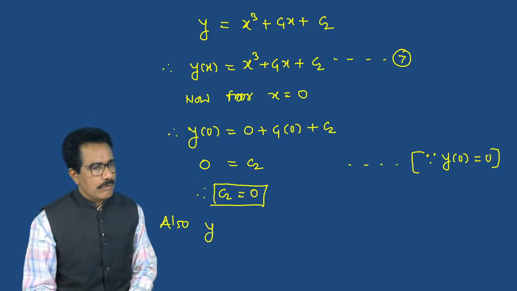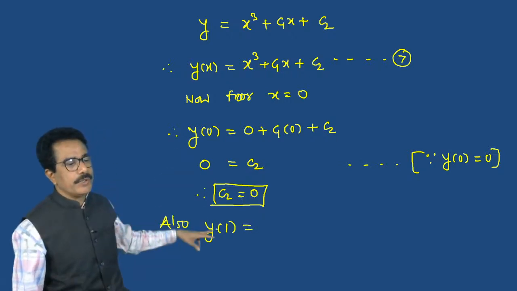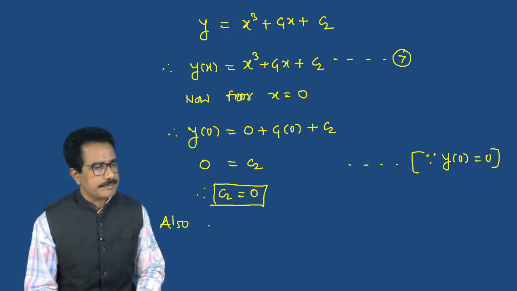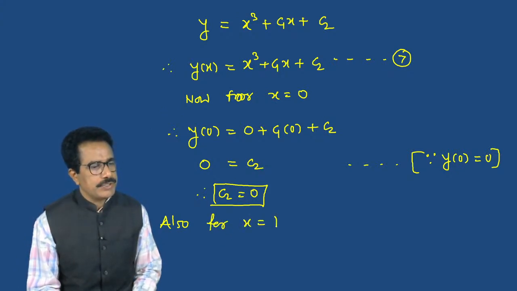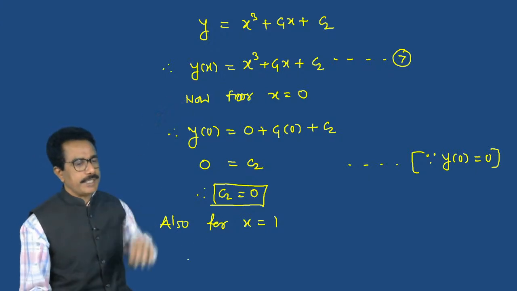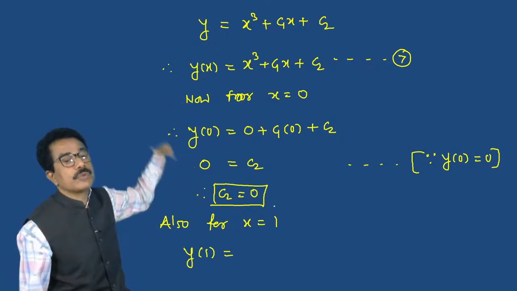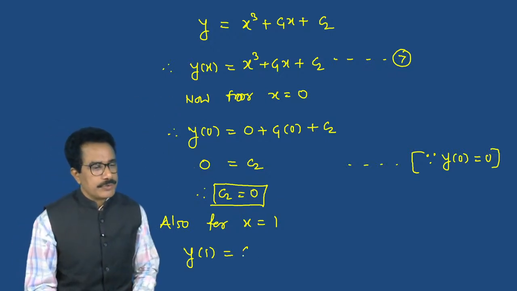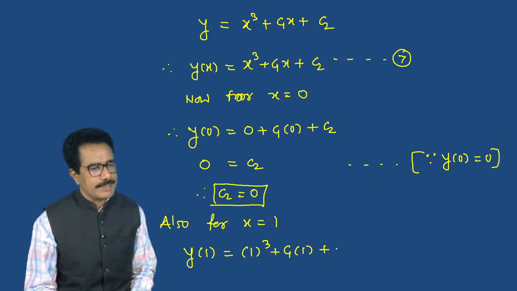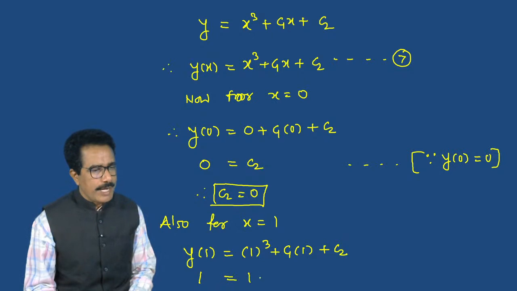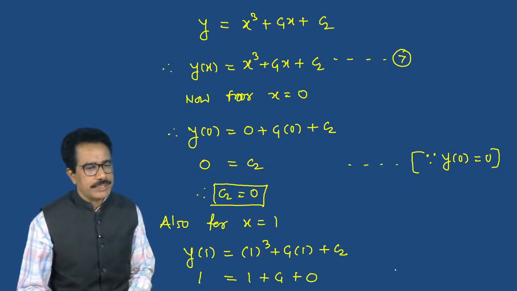Also y of 1 is equal to 1. Put x is equal to 1 in equation 7. So y of 1 is 1 cube plus c1 into 1 plus c2. Y of 1 is given as 1, so 1 is equal to 1 plus c1 plus c2 with c2 being 0.